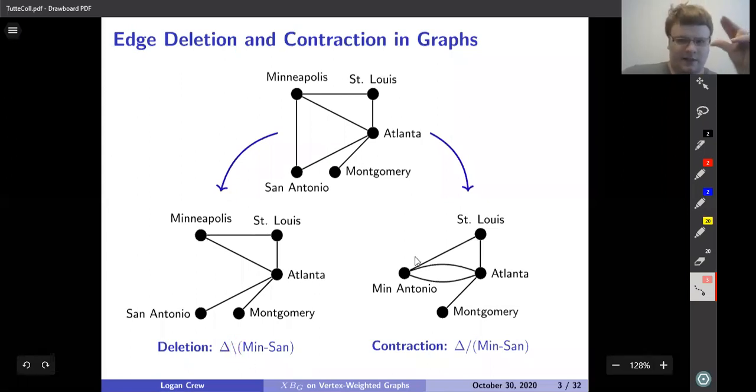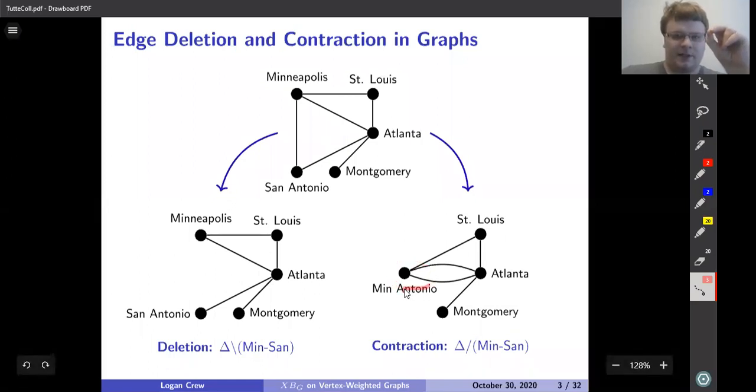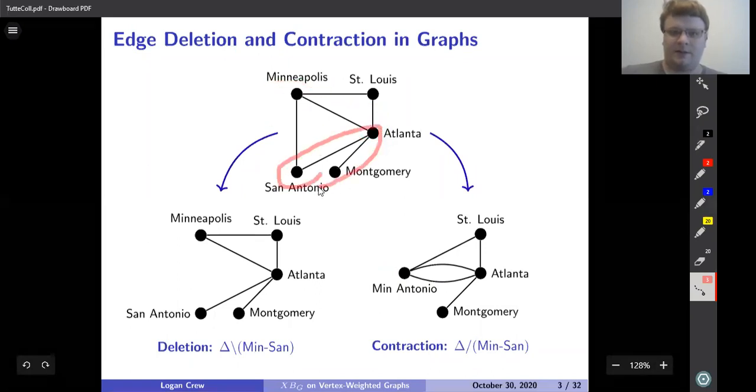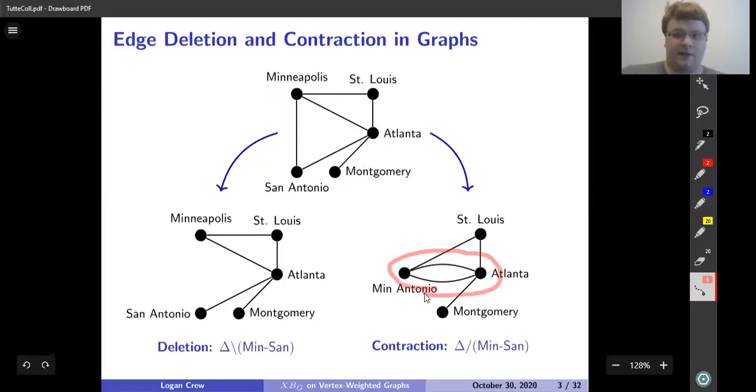Alternatively, I can contract the edge. So I take the two endpoints and I smush them together into one hybrid city, like San Francisco from Big Hero 6. In this case, it's Min Antonio. All of the other edges that were in play stay and they get contracted. In particular, Atlanta, for example, had two edges to the new vertex, one to Minneapolis and one to San Antonio. Unless we say otherwise, we just keep both of these edges in the graph. Our graphs can have multiple edges and they might have loops. And this contraction is represented with the typical quotient.